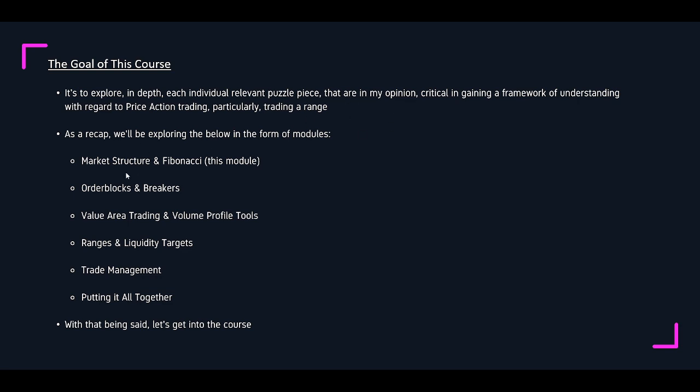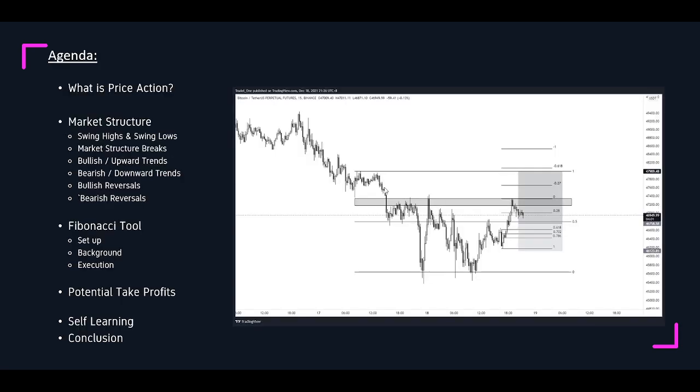So the first module, this one, is market structure and Fibonacci. The next one is order blocks and breakers, and we also sneak some Fibonacci in that. Third is value area trading and volume profile tools. Fourth is ranges and liquidity targets. Fifth up is trade management. And number 6 is putting it all together. So with that being said, let's get into the course.